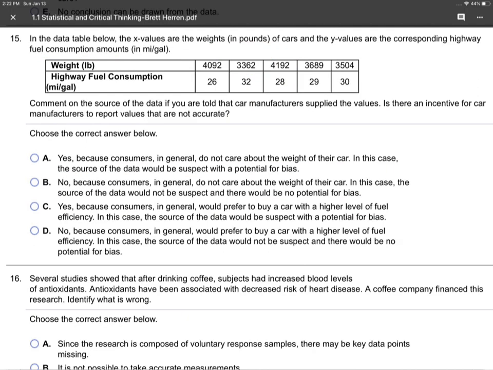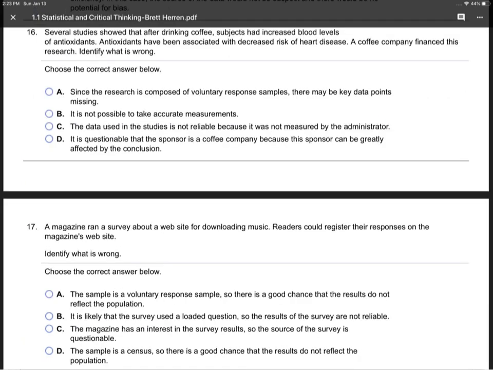We'll move on. 15. In the table below, the X values are the weights, and the Y values are the fuel. Same thing again. Comment on the source of the data. If you are told that the car manufacturers supplied the values, I'll let you answer that one. That one's easy. If the car manufacturers were involved, they're biased, right? They have a motive to make things look more fuel efficient. I'm going to move on.